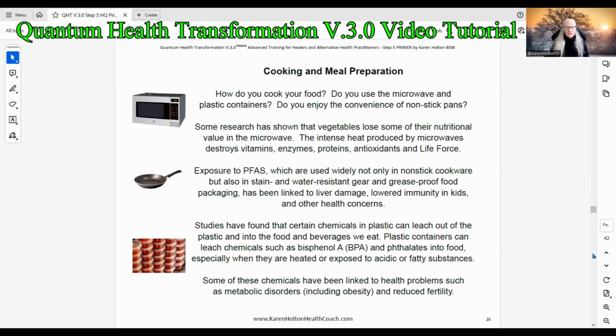Then we need to consider cooking and meal preparation. How do you cook your food? Do you use the microwave in plastic containers? Do you enjoy the convenience of non-stick pans? Some research has shown that vegetables lose some of their nutritional value in the microwave. The intense heat produced by microwaves destroys vitamins, enzymes, proteins, antioxidants, and the living life force.